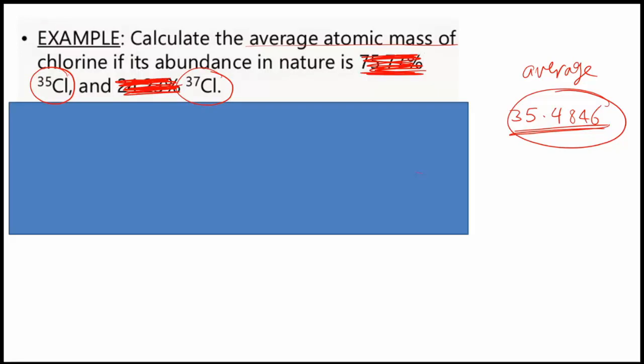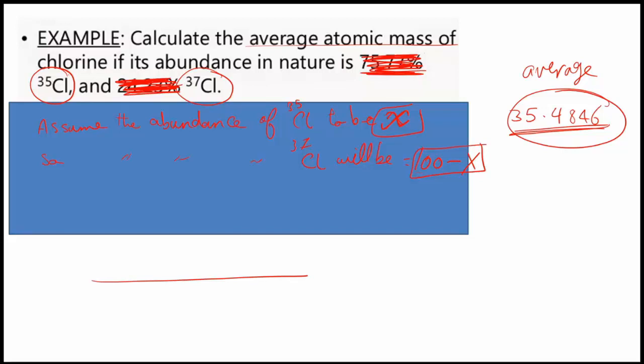I will say, assume the abundance of chlorine 35 to be X. So the abundance of chlorine 37 will be what? If the abundance of chlorine 35 is X, what's the abundance of chlorine 37? 100 minus X. Okay, so this is the first assumption. One of them is X and one of them is 100 minus X. So this works if we have two isotopes.